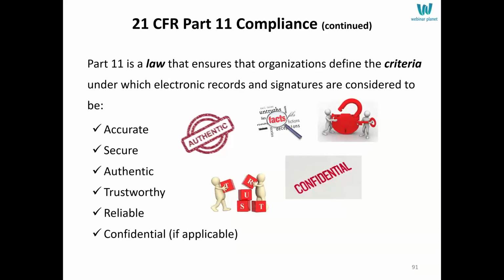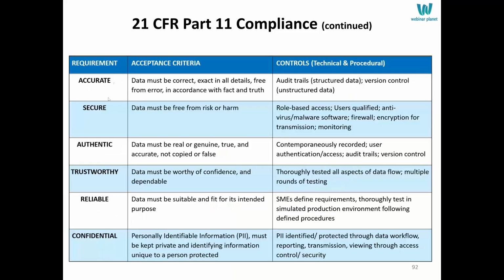Now, Part 11 says you have to define the criteria under which you consider your electronic records and signatures accurate, secure, authentic, trustworthy, reliable, and confidential, if personally identifiable information is included. And this is sort of a cheat sheet. This is the way you do this when you're validating your system. Call a subset of your requirements 21 CFR Part 11 requirements. And in these, the requirements listed here, accurate, secure, and so forth, those are actual requirements in your requirements document. The acceptance criteria is what you use when you test against those requirements to make sure they're met.